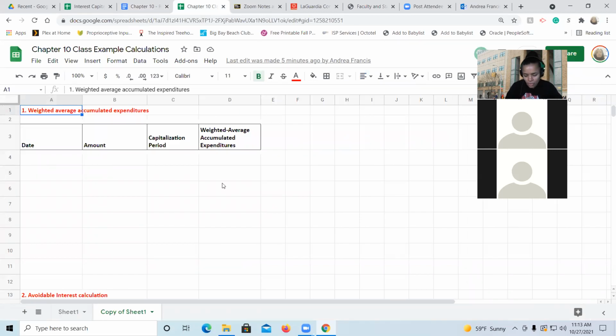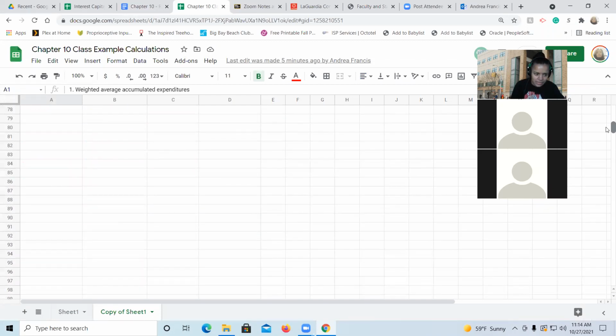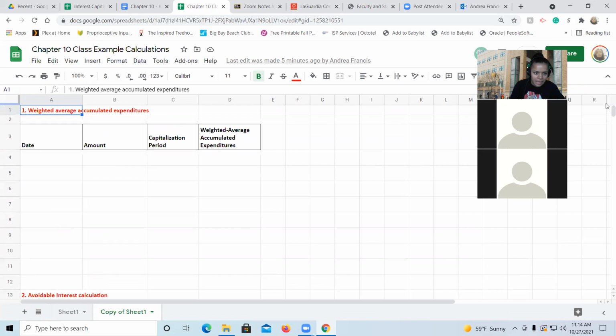If you're writing along with me, find a clean, biggish piece of paper, or if you're doing it in Excel, open a new tab, because as I go down, there's a lot of stuff that is going to happen. And every time I write something in red, that's the next step of the process of calculating the interest to be capitalized. So the first step here is for us to consider all the expenditures, the payments that we've made as part of this construction.